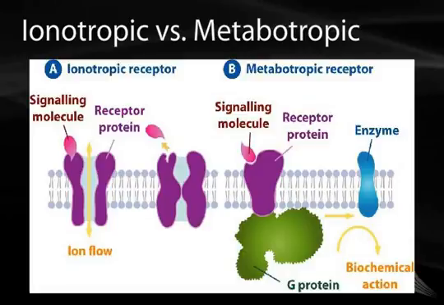Here, the receptor binds to its signaling molecule or ligand. That's going to activate some intracellular metabolic process. In this case, a G protein will be activated, and that will activate some other intracellular mechanism, which may or may not involve the opening or closing of an ion channel.